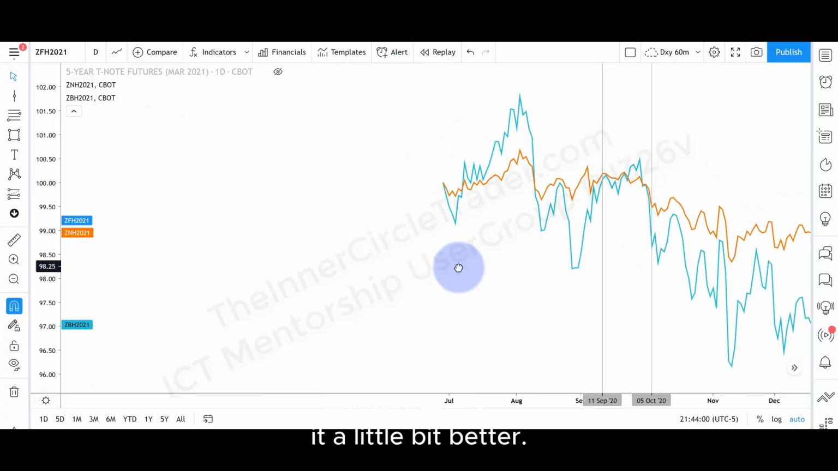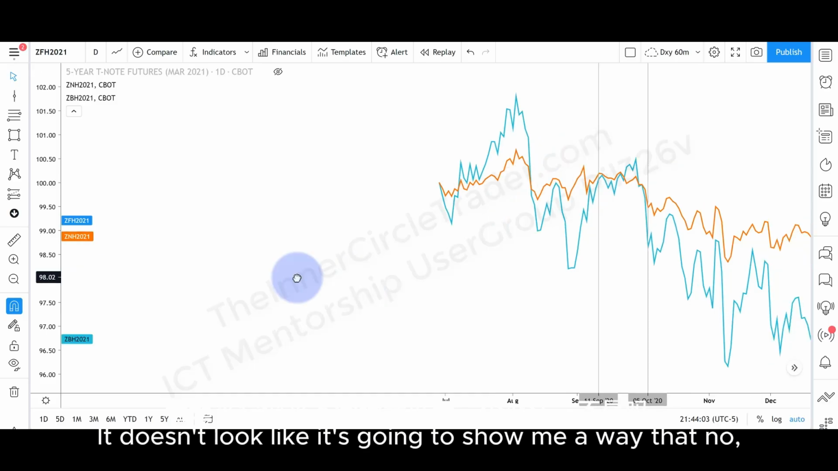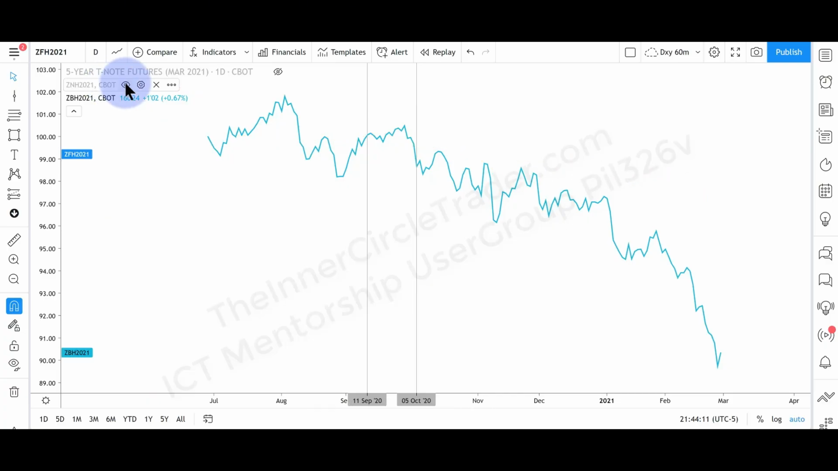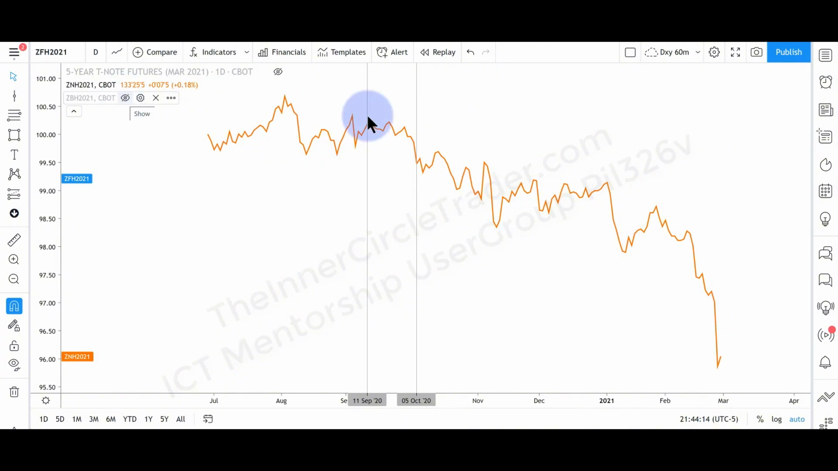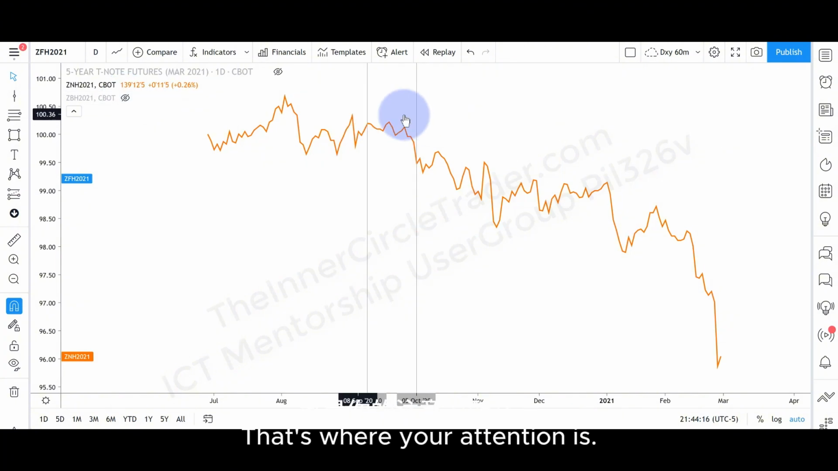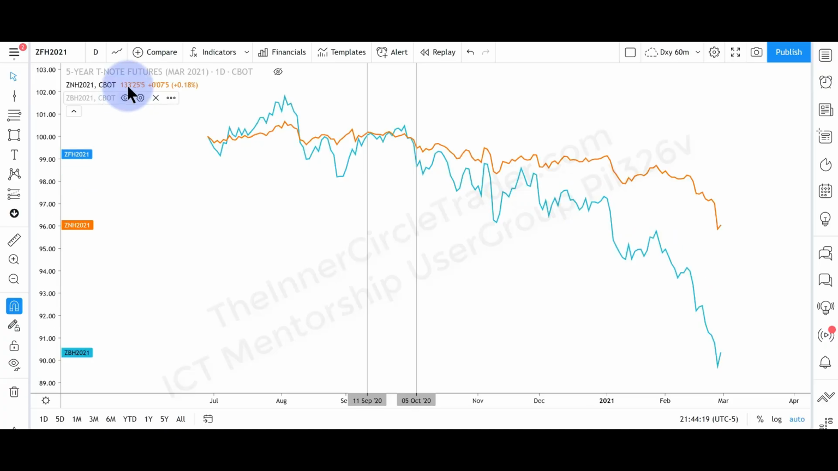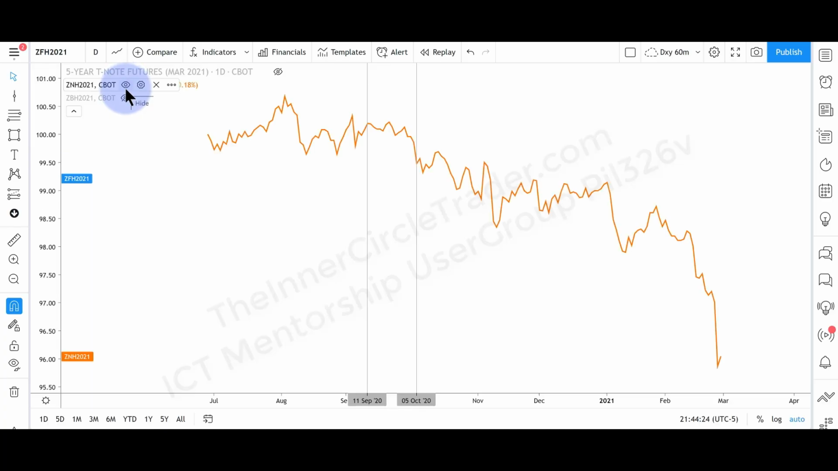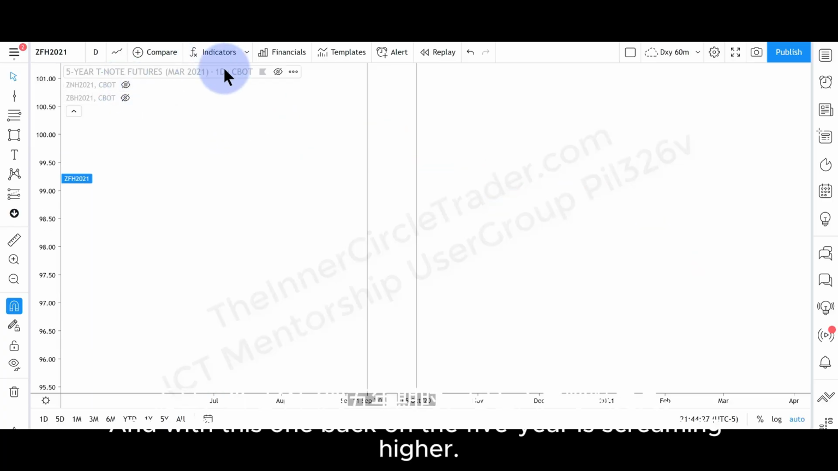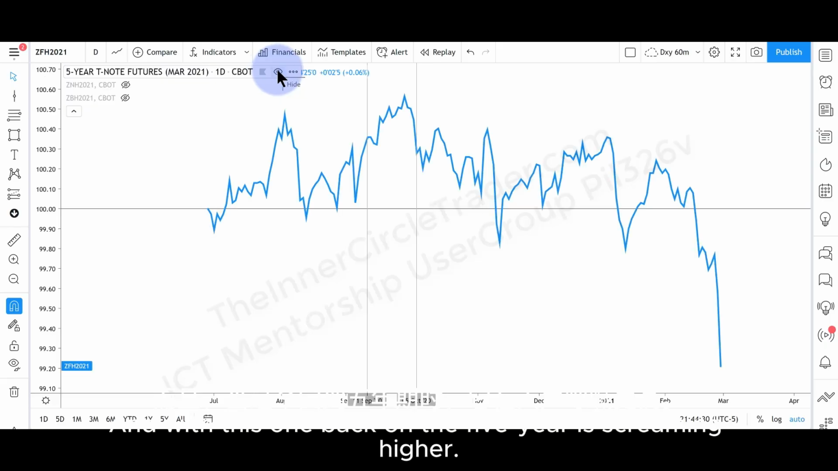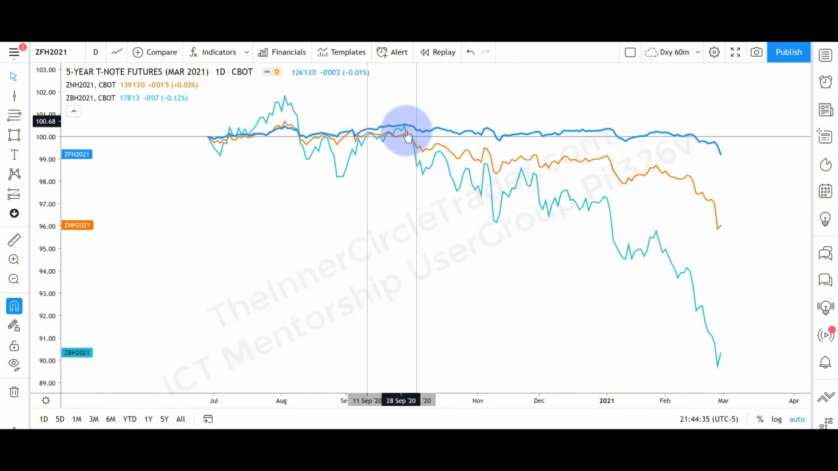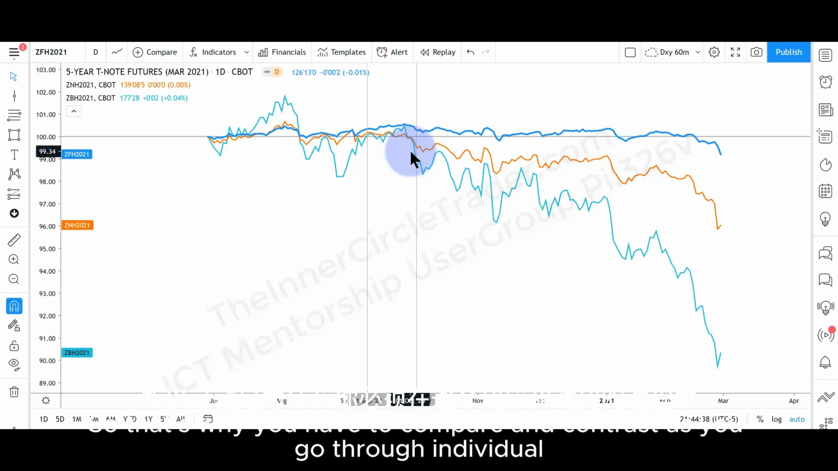Let me see if I can show it a little bit better. It doesn't look like it's going to show me a way that, no, it's not going to do it. So if I take off that one, you can see it goes higher, lower. You're focusing between these two lines. Okay, that's where your attention is. Higher, lower, and with this one back on, the 5-year is screaming higher. So with all three of them, it's hard to see it like that. So that's why you have to compare and contrast as you go through individual ones.